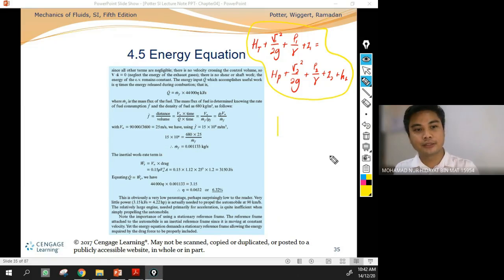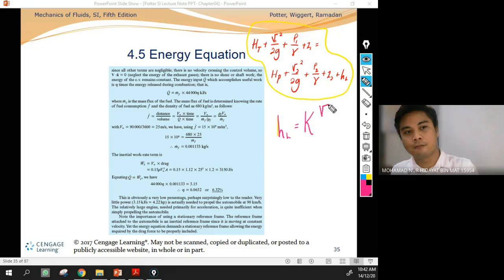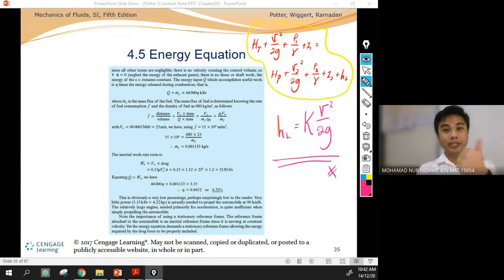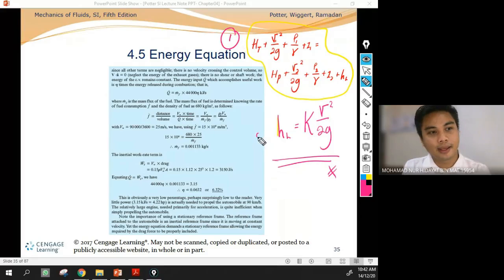And we have the HL, loss due to the heat and the internal energy. We can consider K as the loss coefficient multiplied with V, the average velocity of the pipe, over 2g. Very simple. Only this one, you can solve anything related to the Bernoulli equation, related to the energy equation. Please bear in mind, only this equation you need to remember, 1 and 2. Everything is simple, all right?